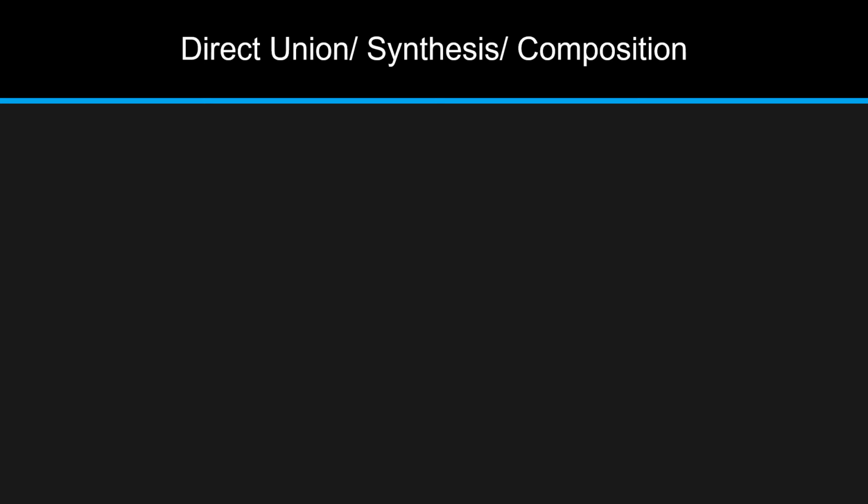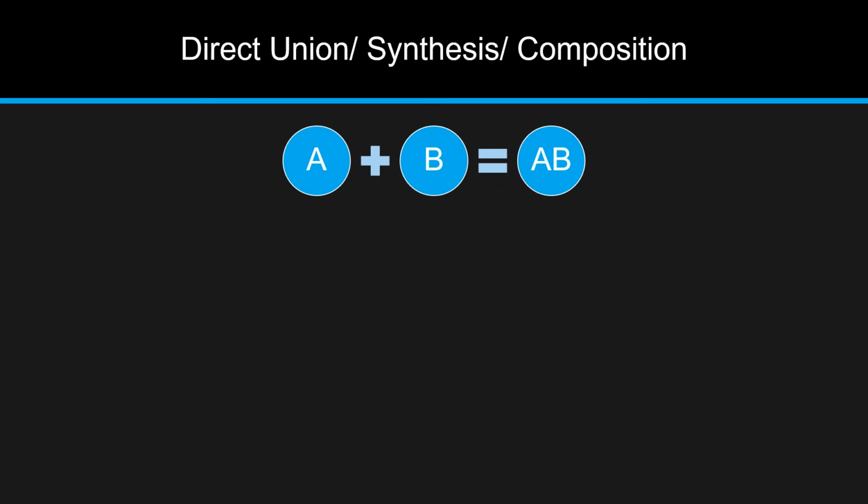Direct union, or synthesis, a composition reaction, involves the formation of compounds. It is a type of chemical reaction in which two or more simple substances combine to form a more complex product. The reactants may be elements or compounds, while the product is always a compound.